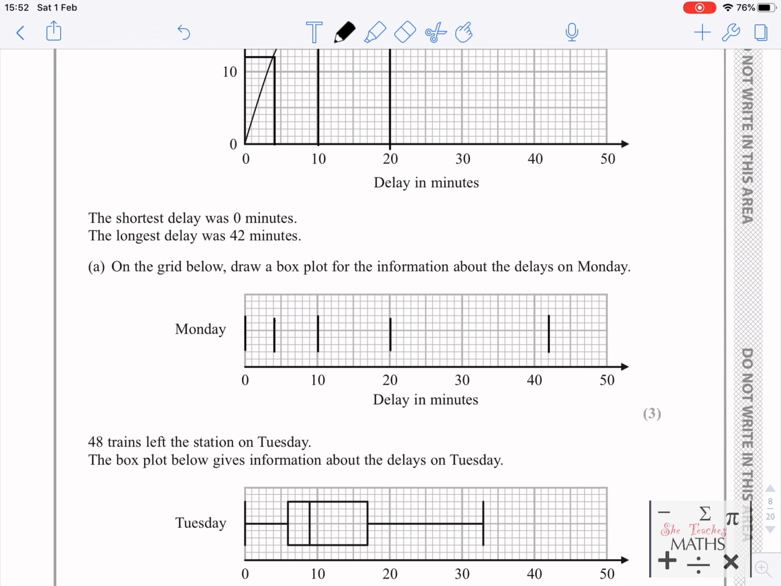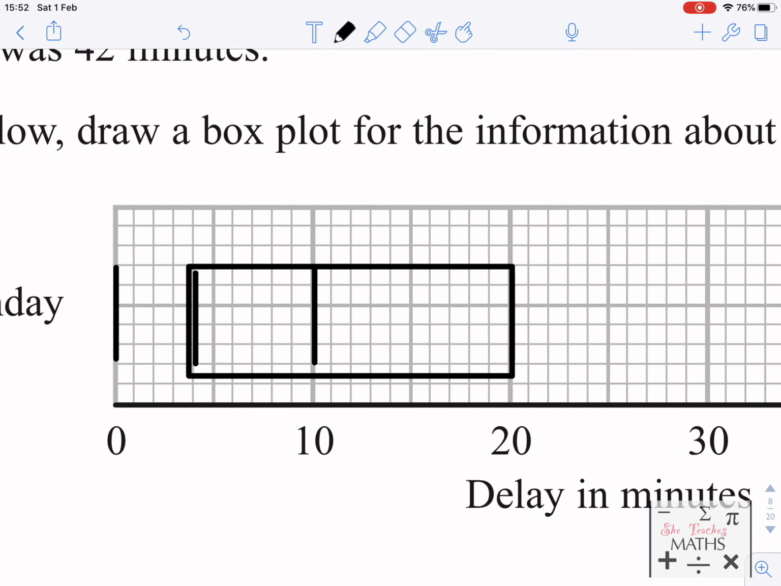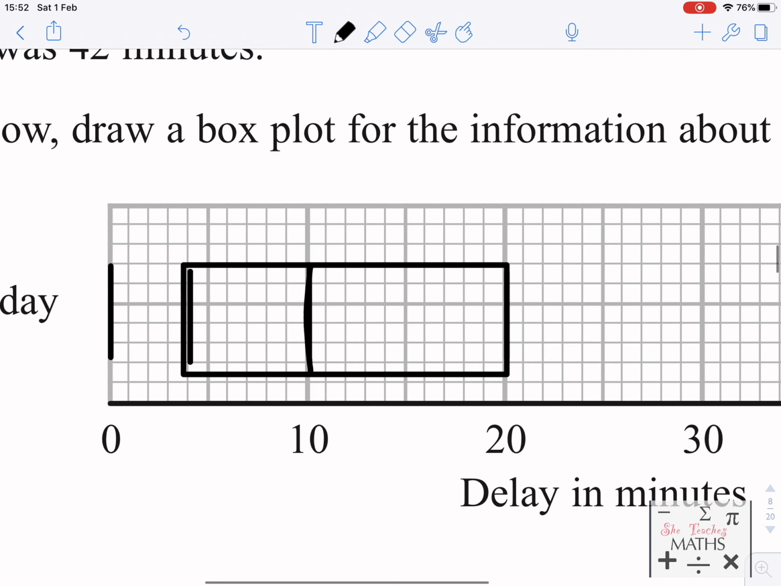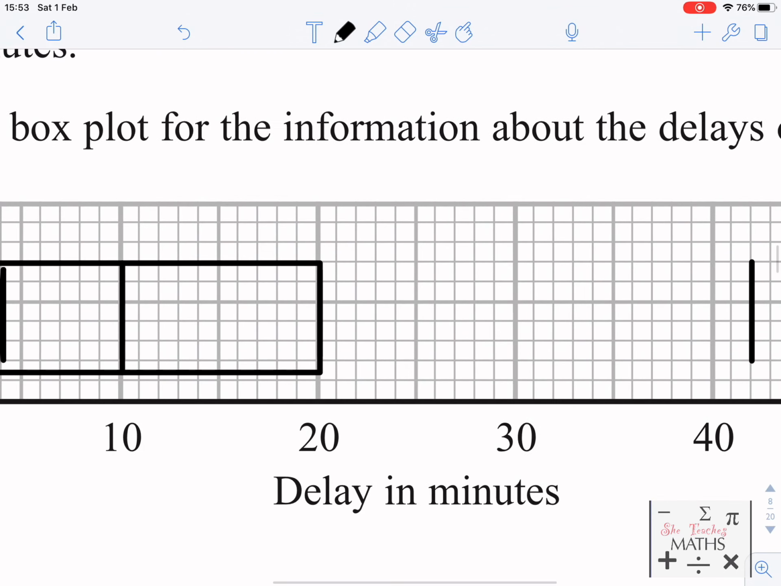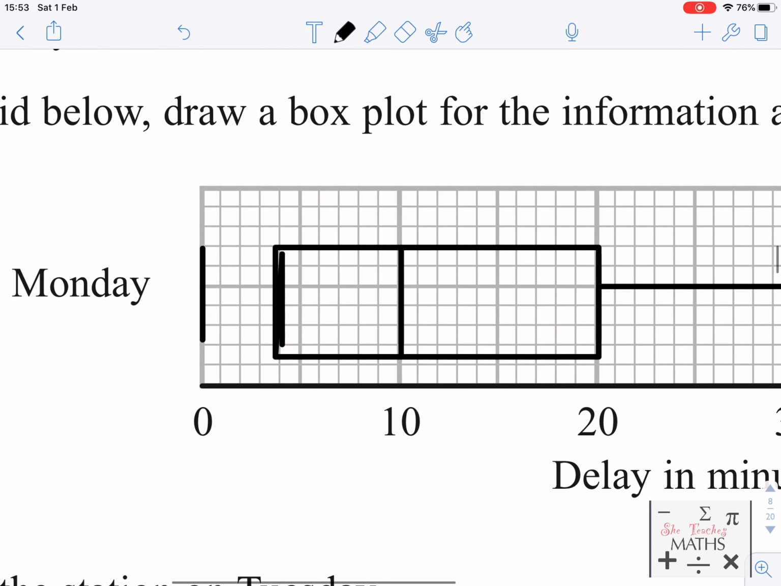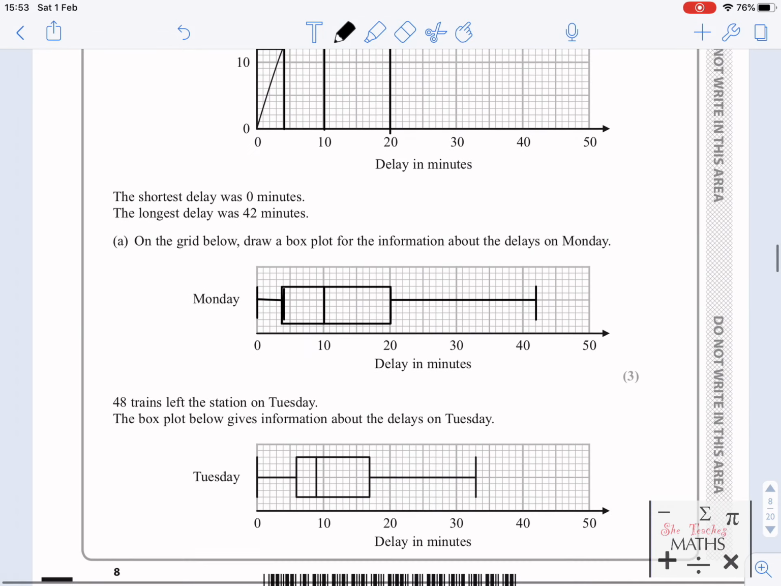And then you just got to join this box up, and then make sure that it's done properly. So let's just sort this out. Make sure that the lines are, it doesn't matter how long the lines are or anything. And then you've got to join the whiskers on both sides. And that's the box plot drawn.